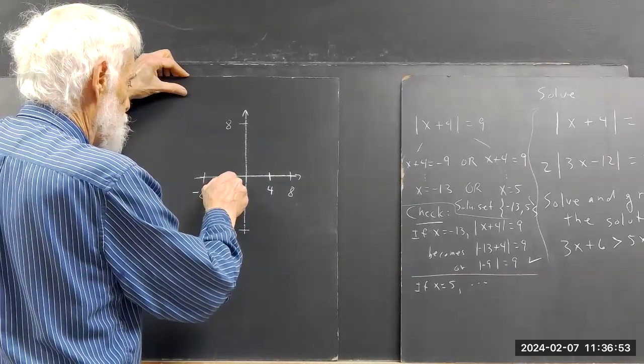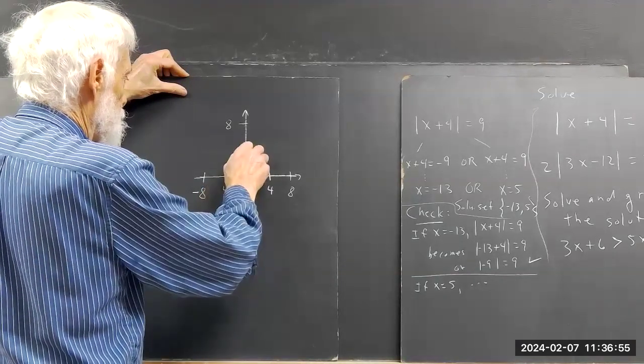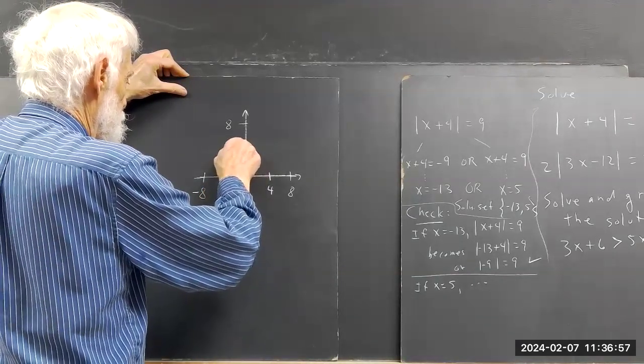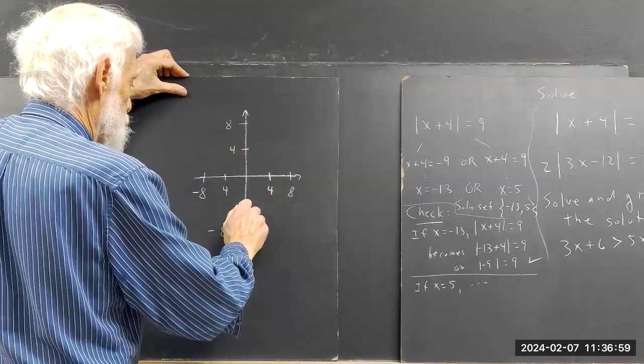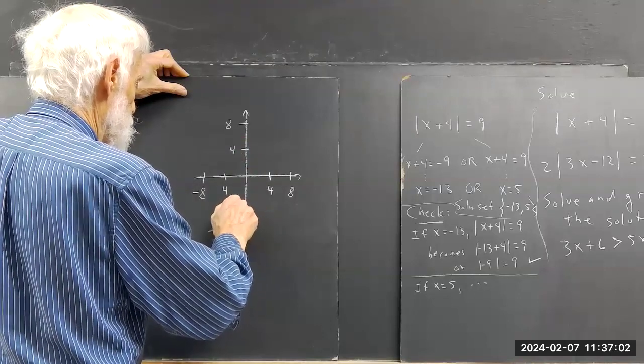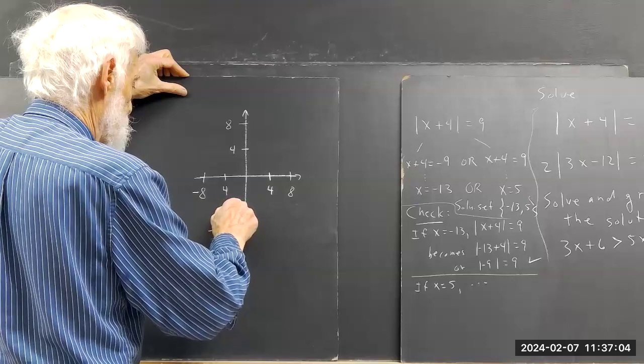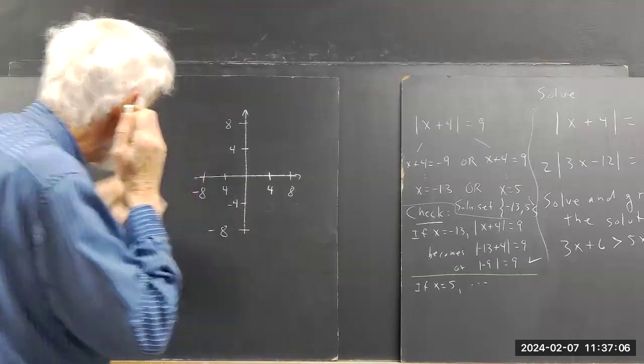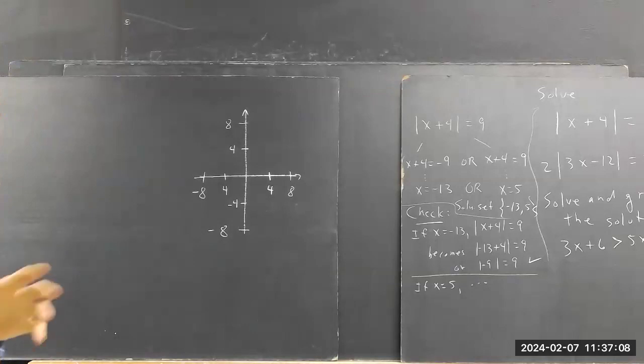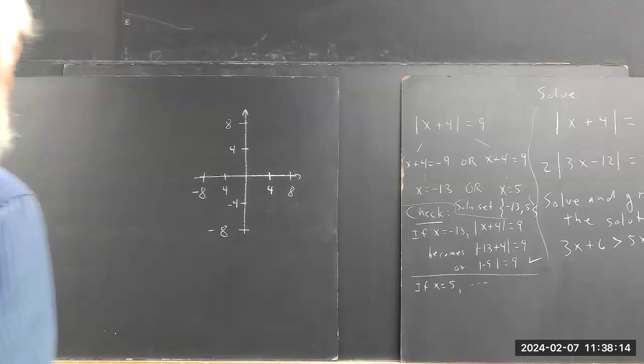And then I divide this interval in half to get 4, and divide this interval in half, label this 4, and divide this interval in half and label this -4. Okay, can you do that? Okay, well, everybody did a good job of that.